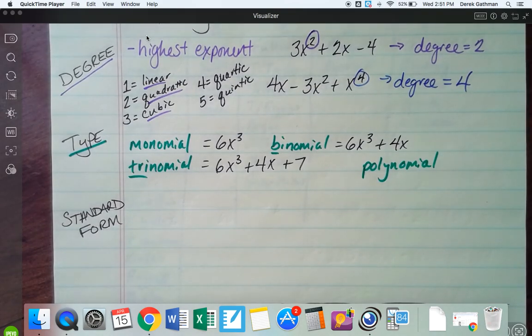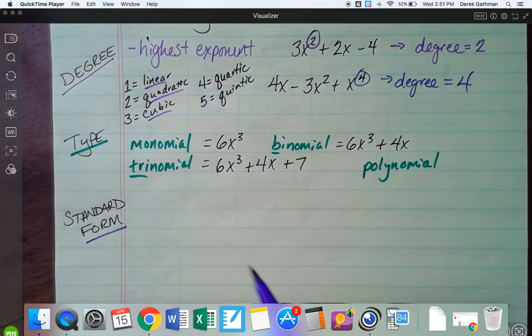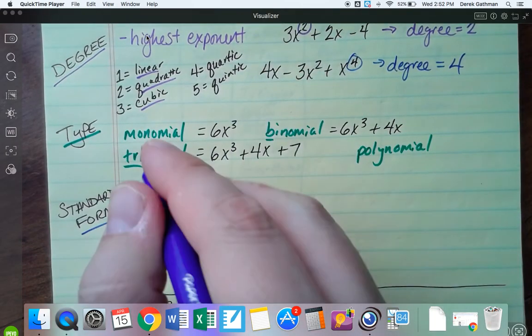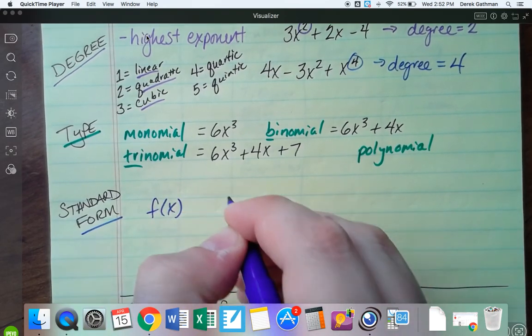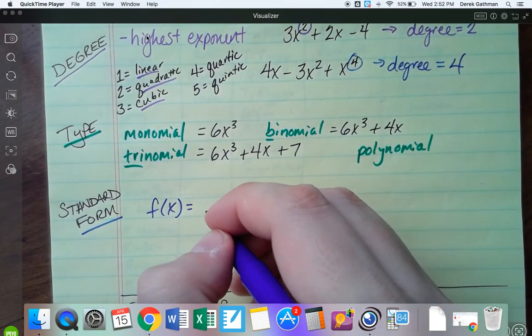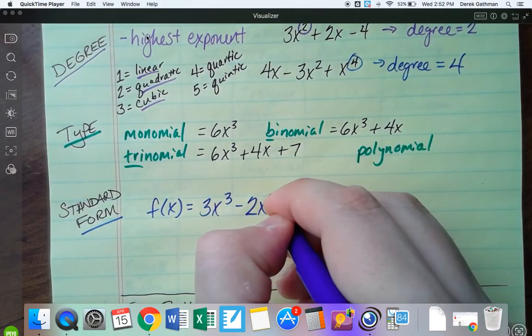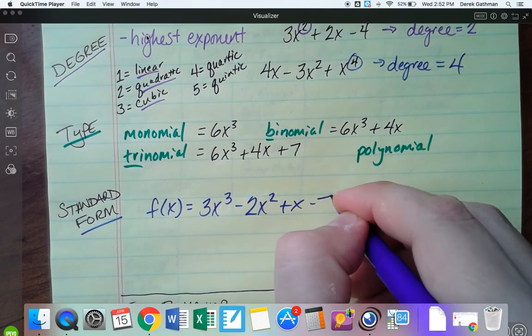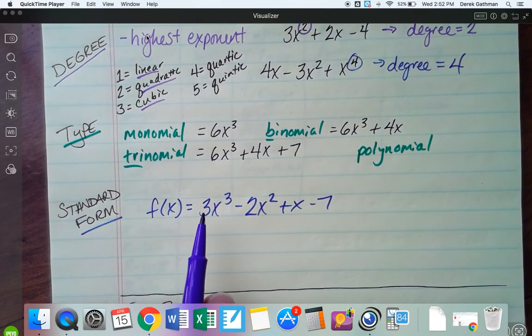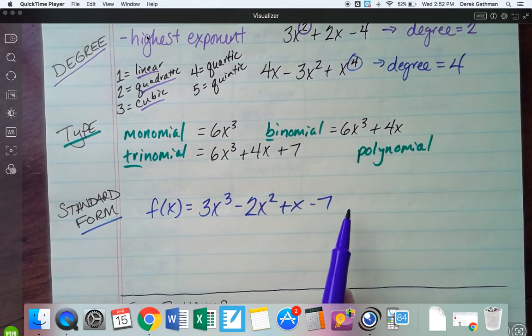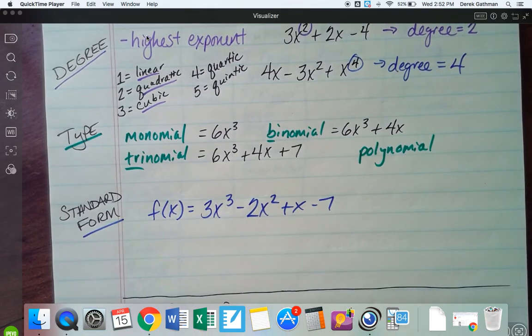Okay, and then the last thing we want to talk about is called standard form. And that's pretty straightforward. If we have a polynomial function in standard form, it's just written in order by the exponents. So this would be a function in standard form. f of x equals 3x to the 3rd power minus 2x squared plus x minus 7. Notice that all the exponents are in order. 3, 2, 1, constant term. That would be in standard form.